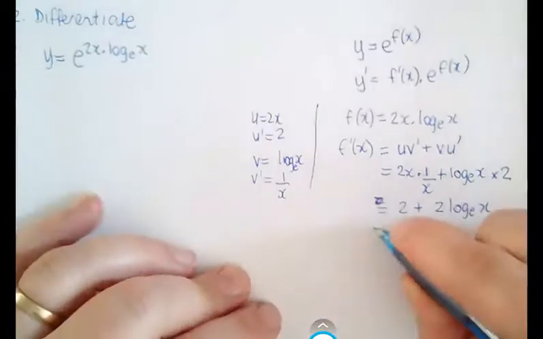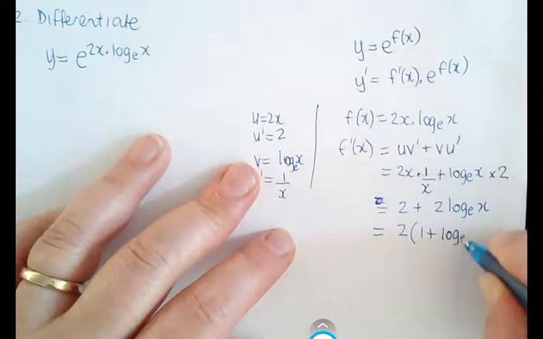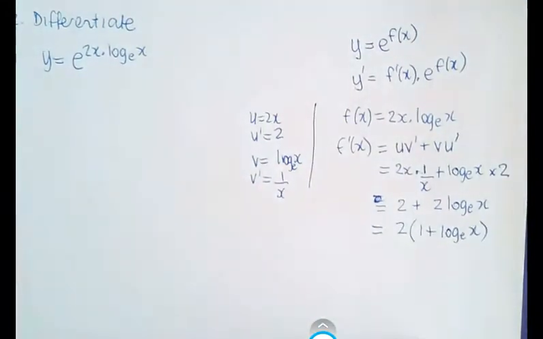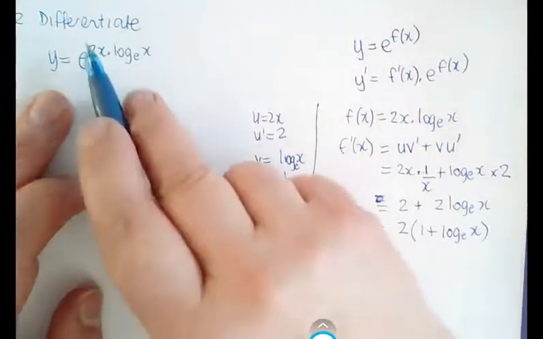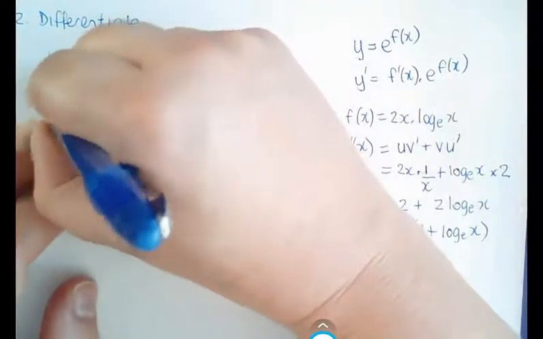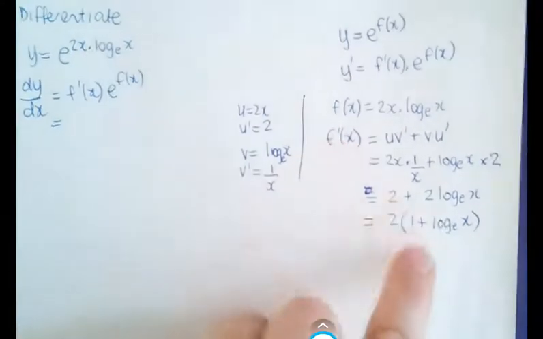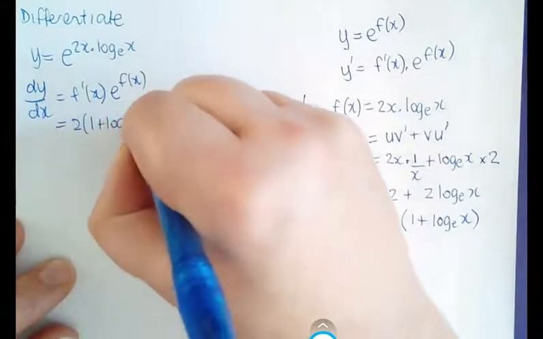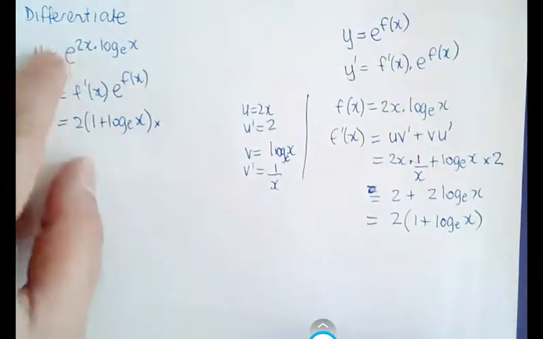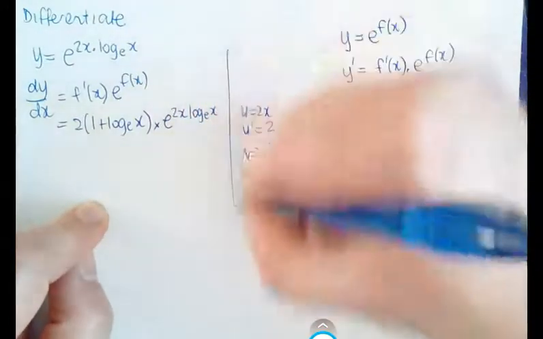Now I can simplify that and take out 2 as a common factor. So I've got 2 bracket 1 plus log to the base e of x. So now I can go back and finish off my derivative. So this is of the format e to the function of x. So my derivative, dy dx, is f dashed x times e to my function of x. Now my f dashed x is what I've just worked out here. So it's 2 bracket 1 plus log to the base e of x, times e to the 2x log to the base e of x.